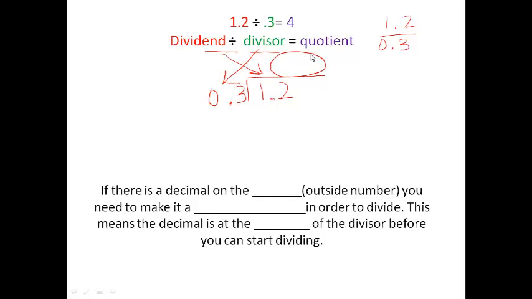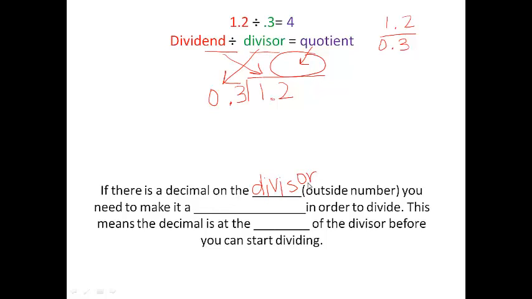And then of course your answer is going to be called the quotient. The quotient means the answer to a division problem. So this is what the vocab means, just so you know for future reference. The first number, dividend; second number, divisor. On the outside is the divisor and the inside is the dividend. Moving on. If there is a decimal on the outside number, what do you think it is called? Very good, the divisor.